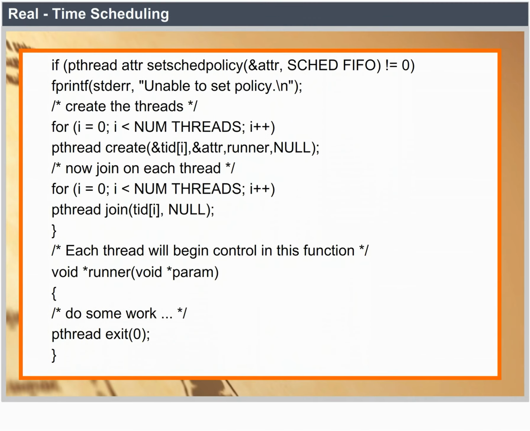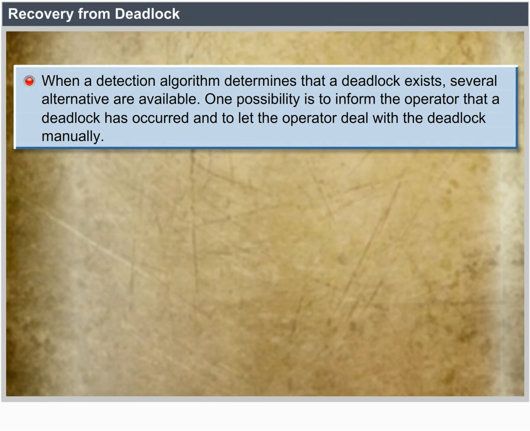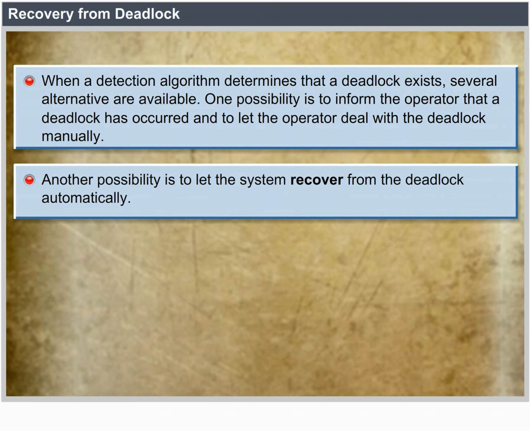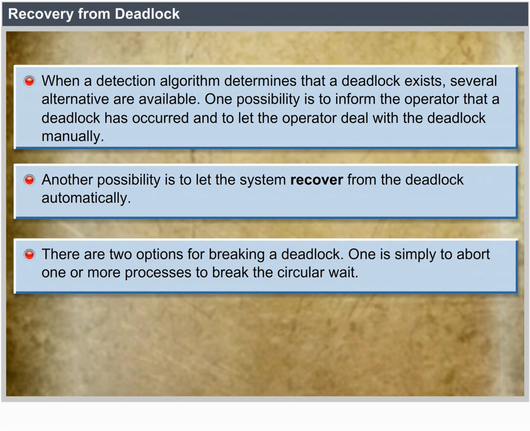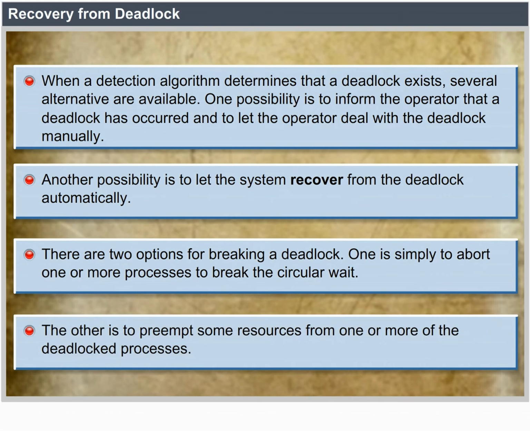Recovery from deadlock. When a detection algorithm determines that a deadlock exists, several alternatives are available. One possibility is to inform the operator that a deadlock has occurred and to let the operator deal with the deadlock manually. Another possibility is to let the system recover from the deadlock automatically. There are two options for breaking a deadlock. One is simply to abort one or more processes to break the circular wait. The other is to preempt some resources from one or more of the deadlocked processes.